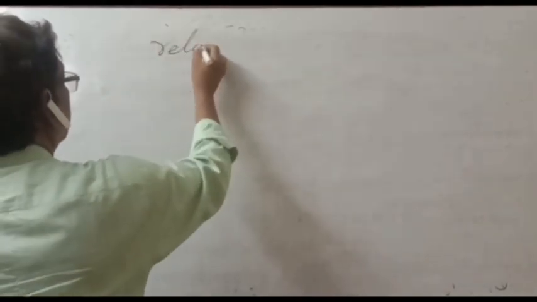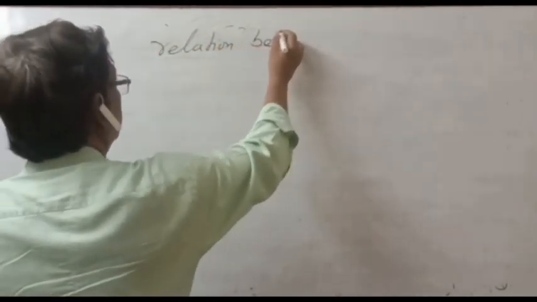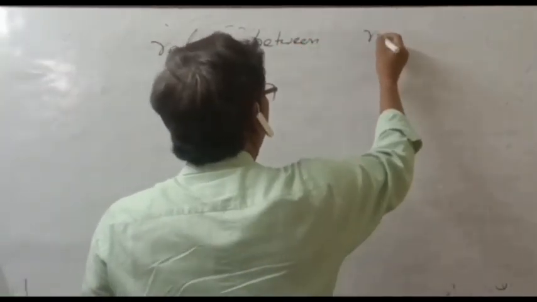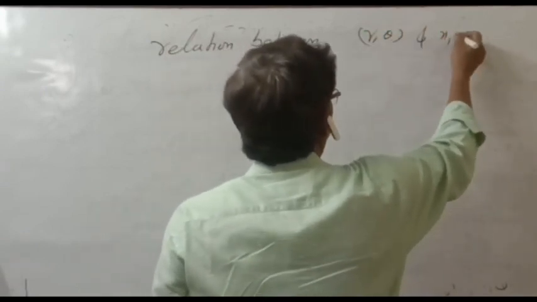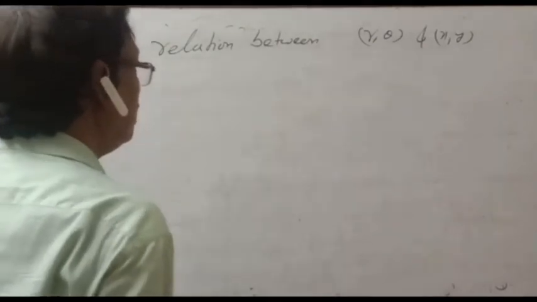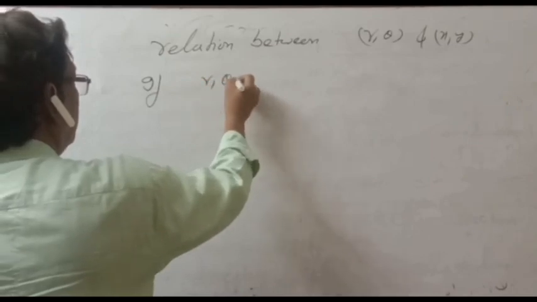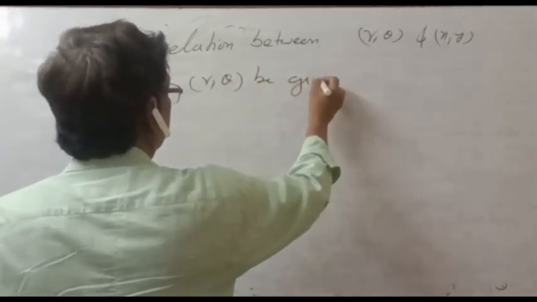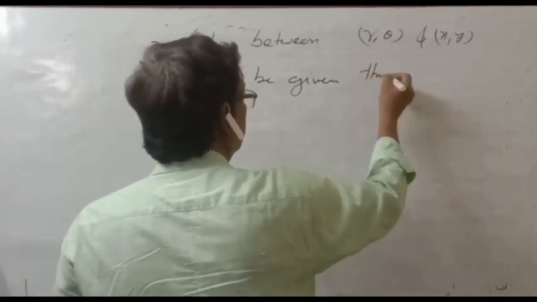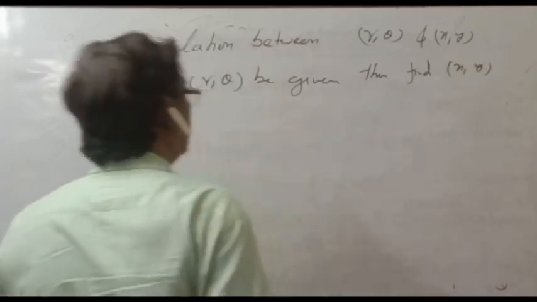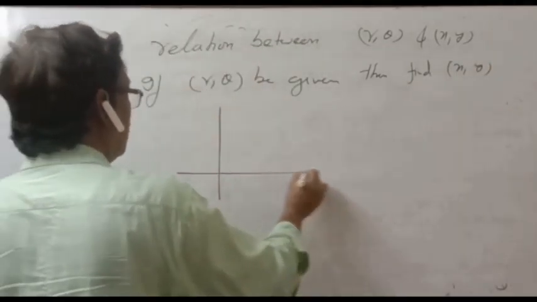We have discussed the relations between r, theta and x, y, that is polar and Cartesian coordinates. If r, theta be given, then find x, y. From the figure we can see it.